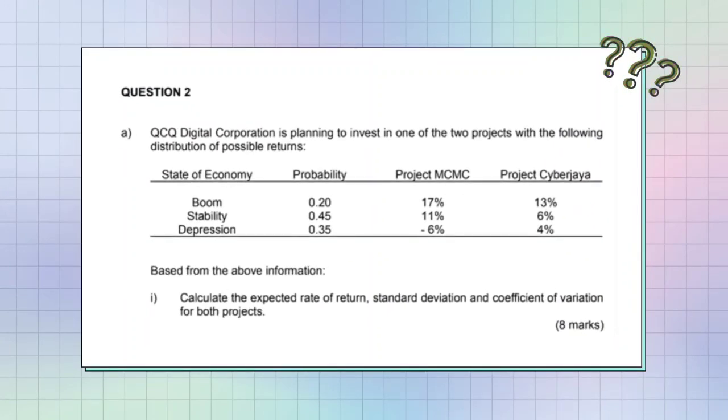Assalamualaikum, my name is Nur Amira Natasha binti Zamzuri. I'm going to explain question 2. Based on the question above, we need to calculate the expected rate of return, standard deviation and coefficient of variation for both projects.